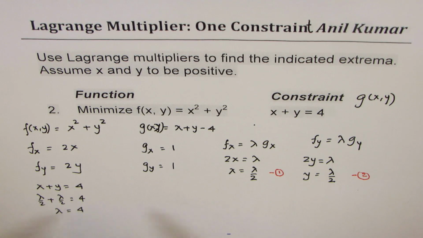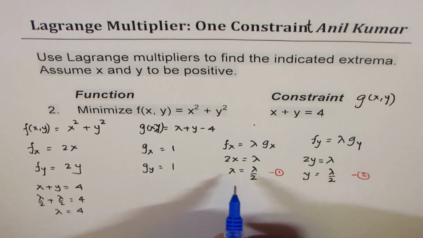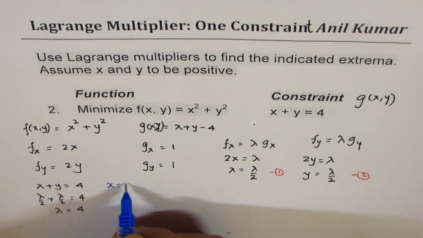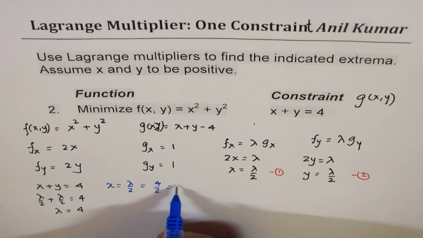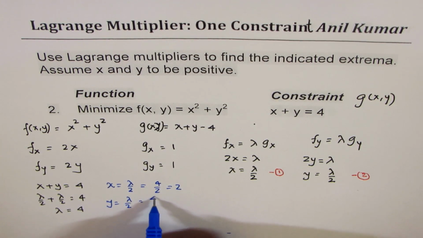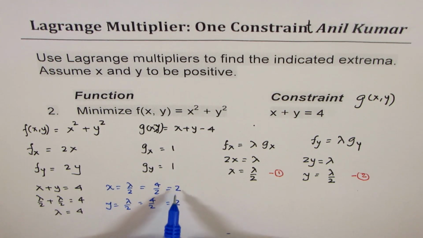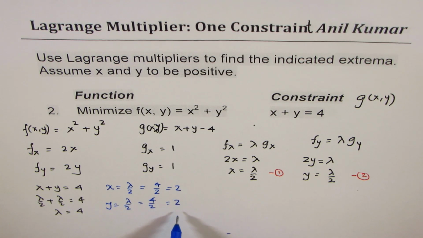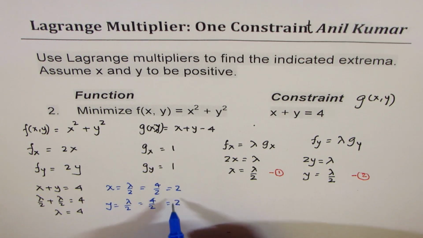So once you know what lambda is, we can find what x and y are, correct? So from here, x is equal to lambda by 2, which is 4 over 2, which is 2. Similarly, y is equal to lambda by 2, which is 4 over 2, which is 2, correct? So we have both x and y as equal to 2. Now we can find the minimum value. So this is a critical number, correct? It could be a maximum or a minimum, right? That's very important to understand.